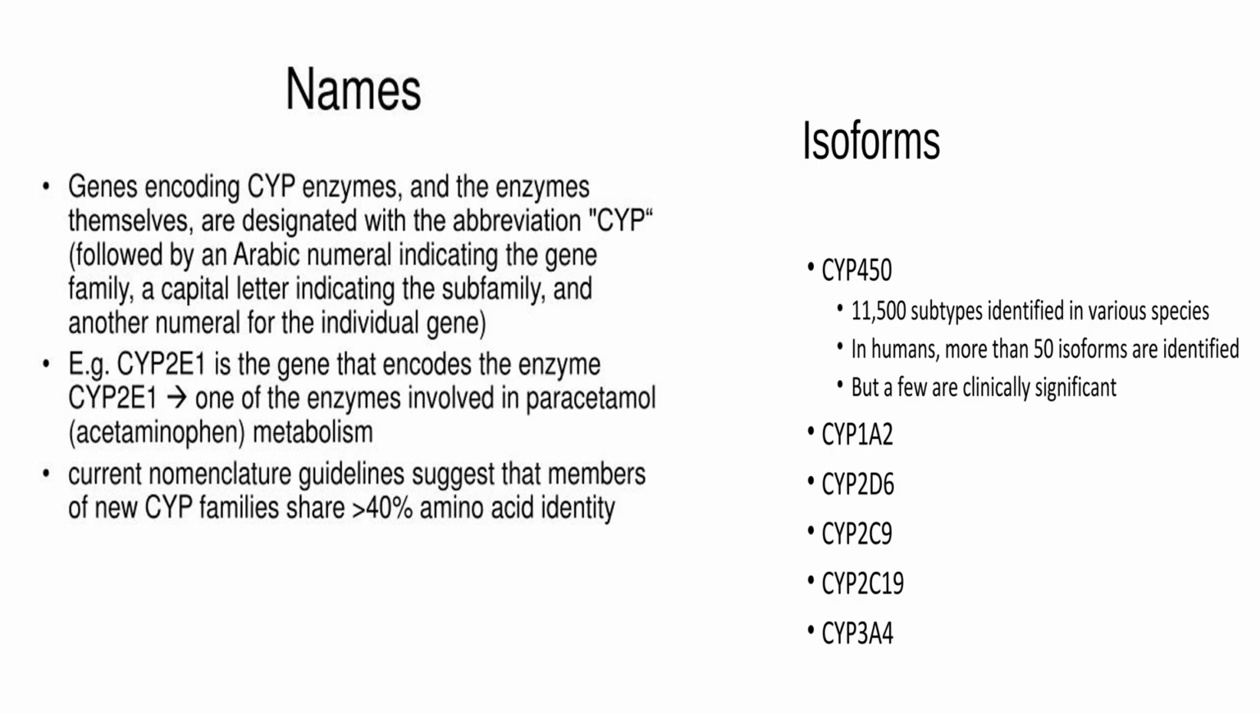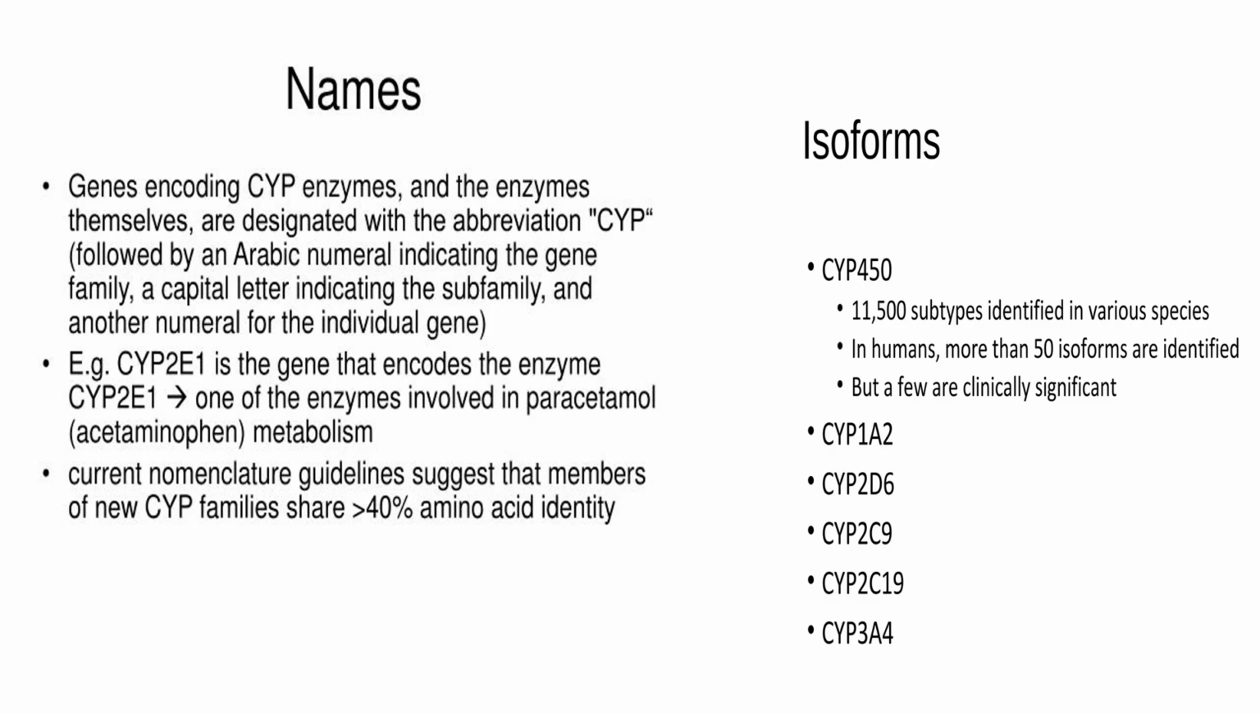Now let's look at the naming of the cytochromes. The genes encoding cytochrome P450 enzymes and the enzymes themselves are designated by the abbreviation CYP. The genes as well as the enzymes are designated as CYP, which is followed by an Arabic number indicating the gene family. So here the 2 represents the gene family, and a capital letter indicates the subfamily, and another number for the individual gene.